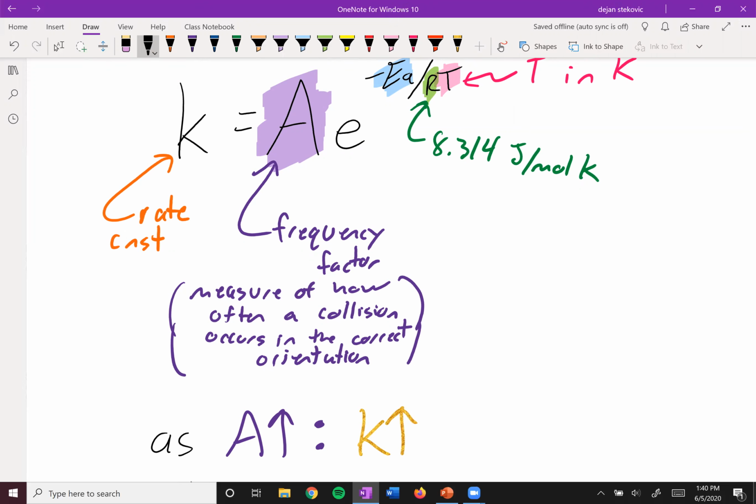So that's the orientation factor. A nice symmetrical molecule would have a high frequency factor, whereas something asymmetrical and some kind of collision that requires a very specific orientation would have a lower frequency factor.